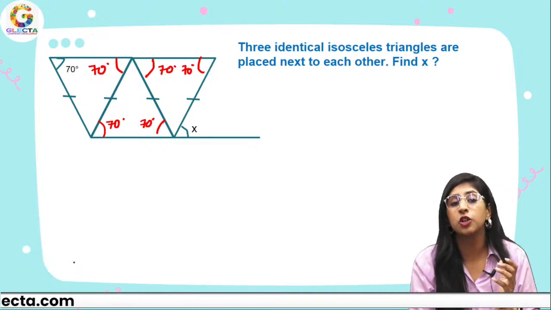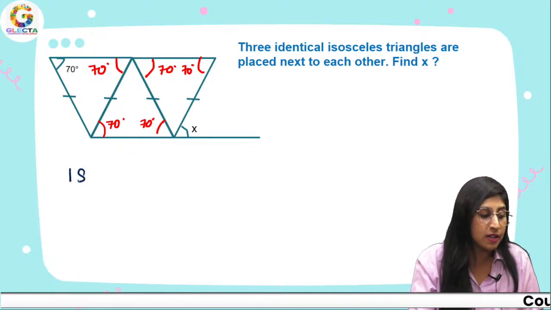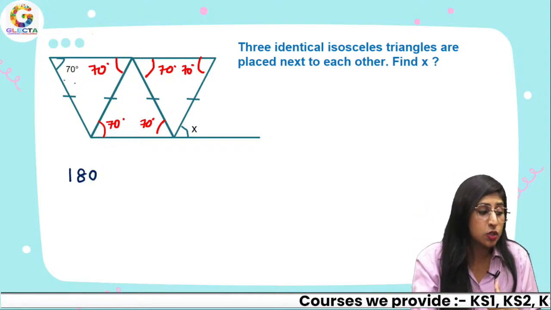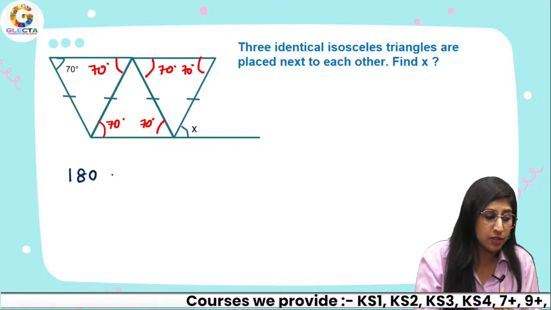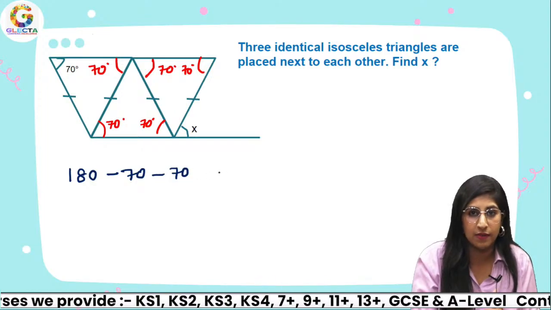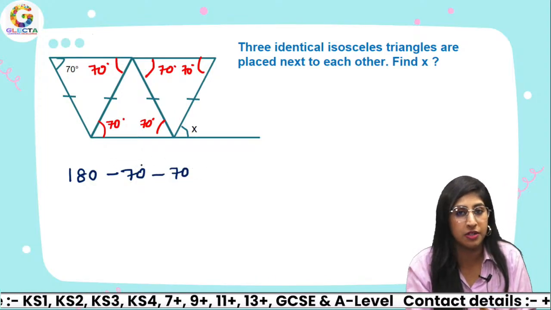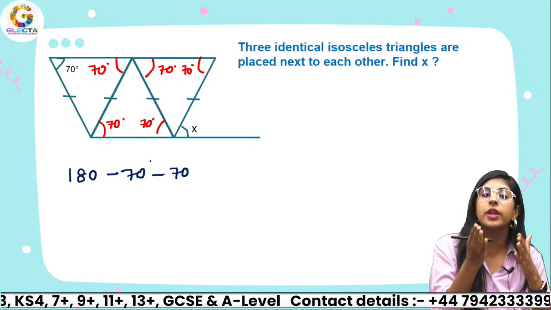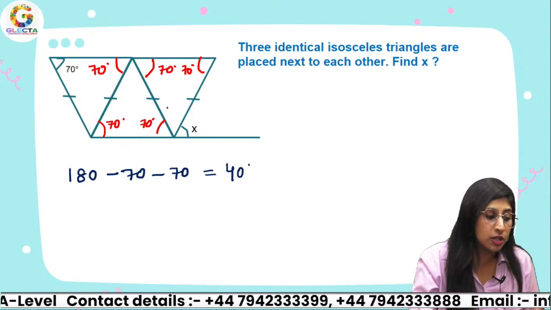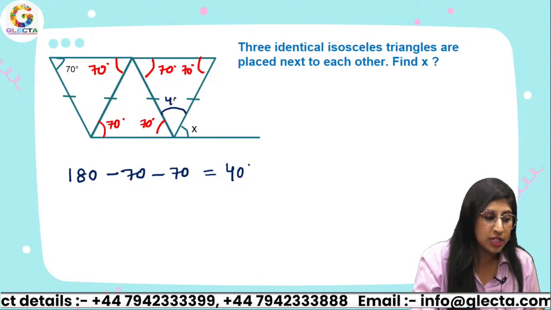You know the property of triangles that the sum of all the angles is 180. So if 2 angles are 70 degrees, then the third angle would be 180 minus 70 minus 70. Right, 180 minus 70, 110. 110 minus 70, that is 40. That means the third angle is 40 degrees.